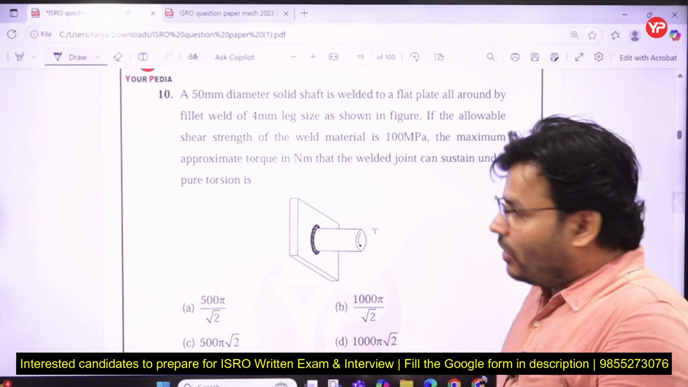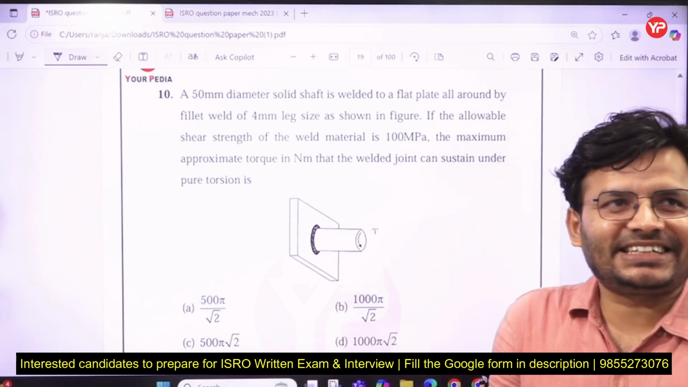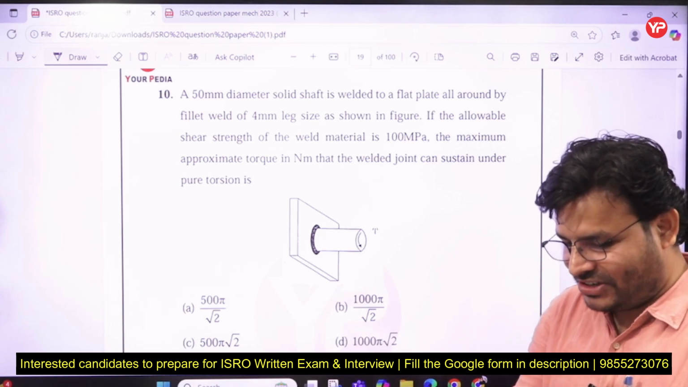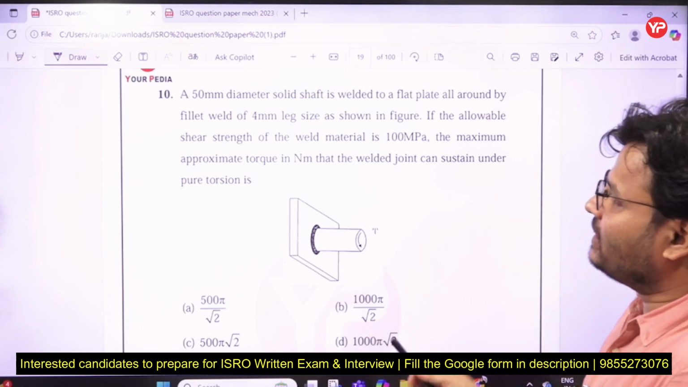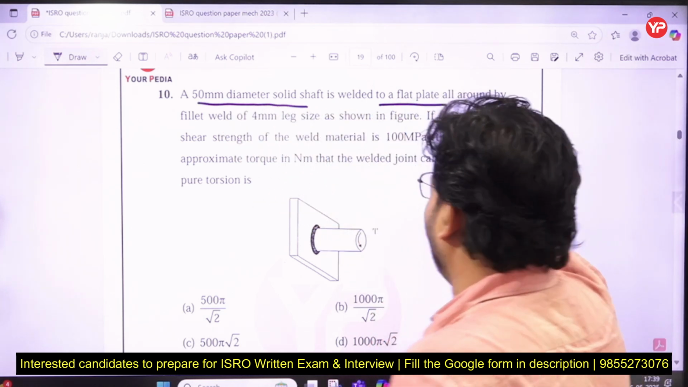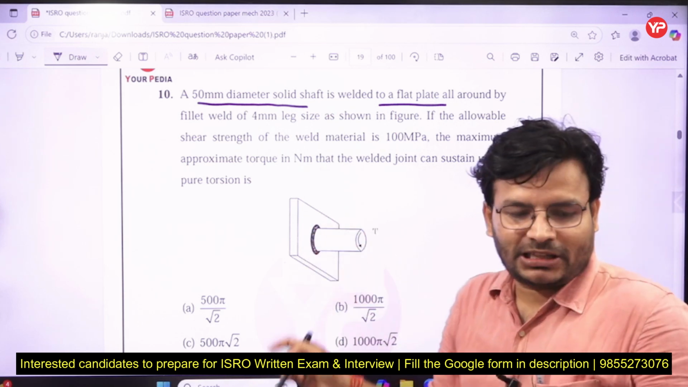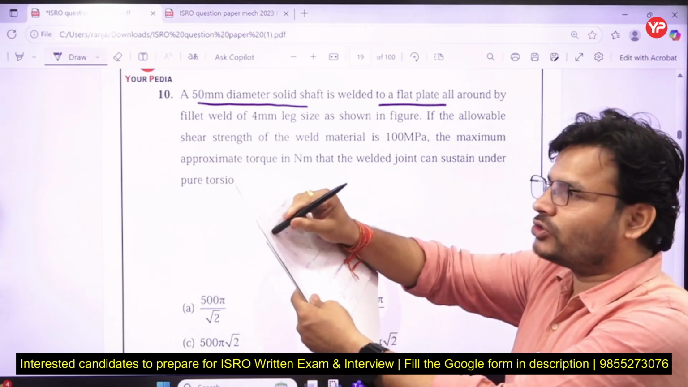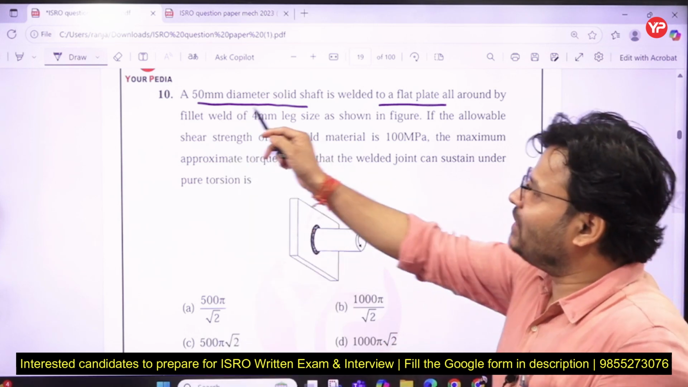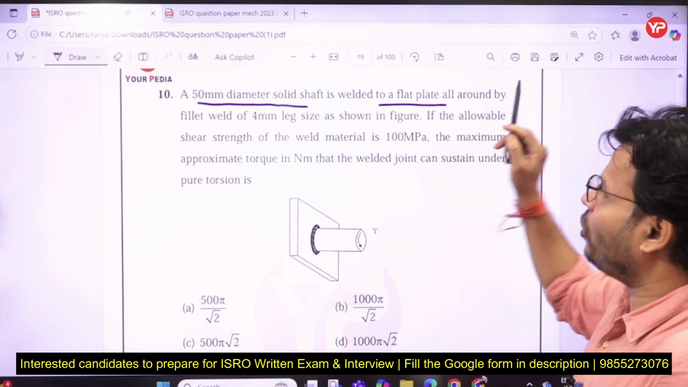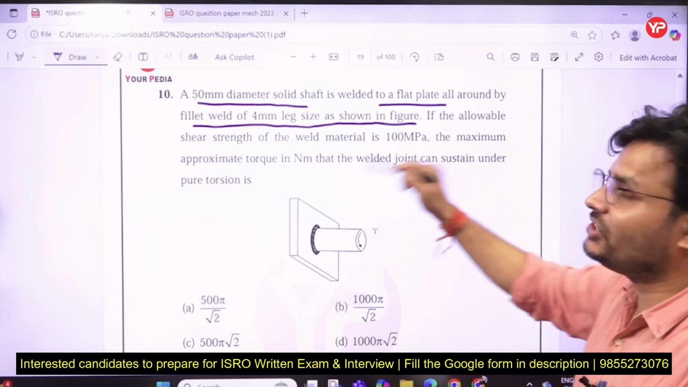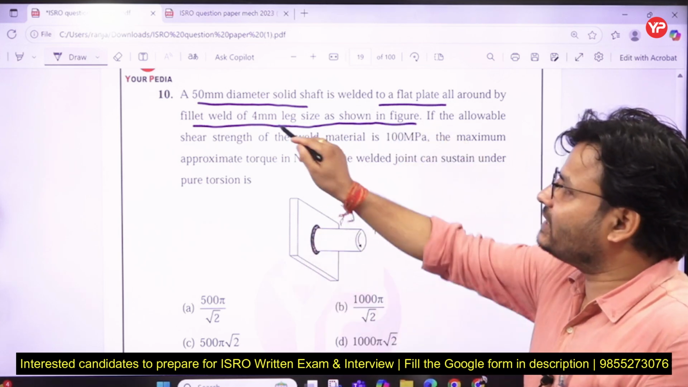See how we can solve that, my dear friends. Just start thinking, don't be trapped in the language of that question. Okay sir, a 50 mm diameter solid shaft welded to a flat plate. This is the flat plate, my dear friends, and over that you are going to weld that object. So you are going to weld it like that. A 50 mm diameter solid shaft is welded to a flat plate all around by fillet weld of 4 mm leg size. This joint is what? Fillet joint, and the leg size is given as 4 mm.